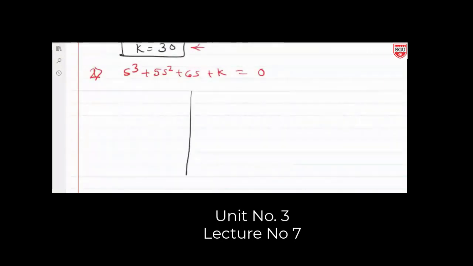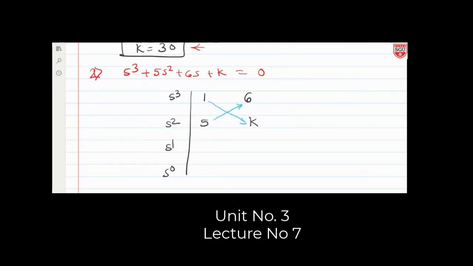Now tell me the Routh's criteria. s cube, s square, s raised to 1, s raised to 0. What is the first row? 1, 6. What is the second? 5 and k. So what are we doing? Multiplying this by this minus multiplying this by this. It will come 5 multiplied by 6, 30 minus k upon 5. Here it will be 0.